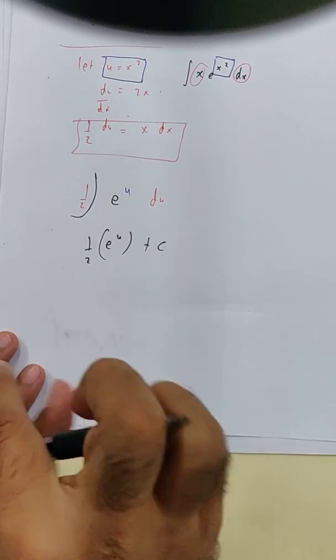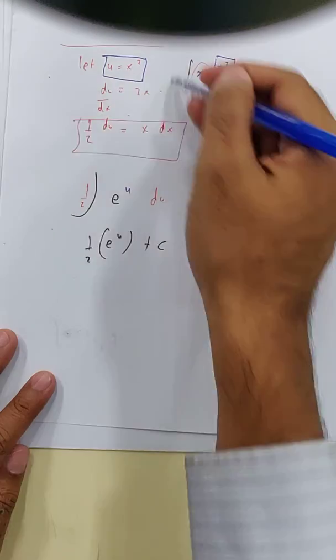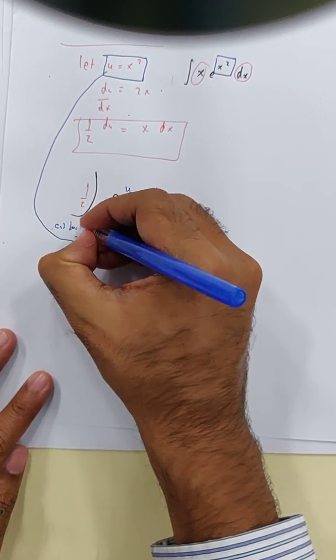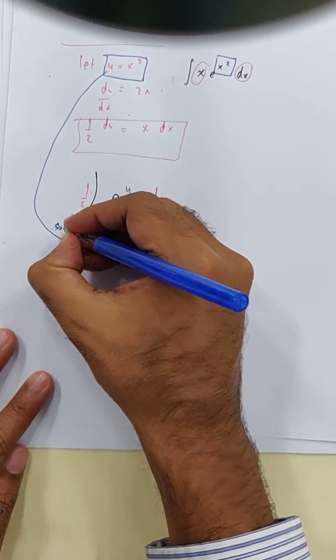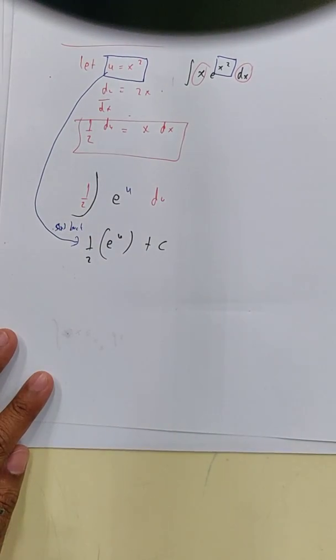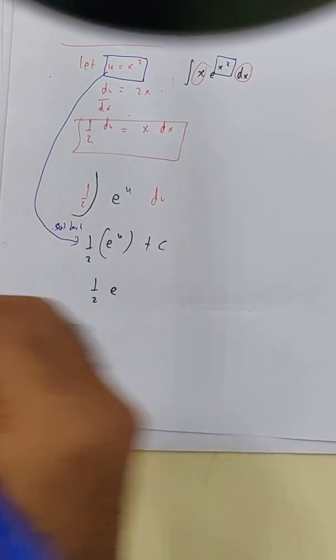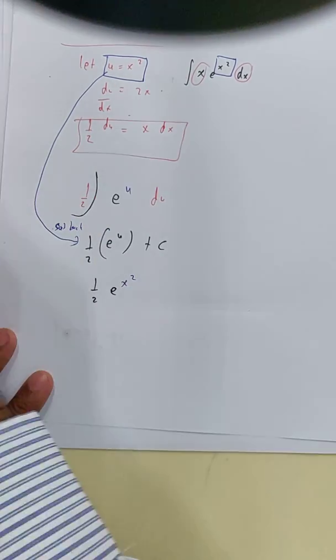No, I should substitute back, sub back, and I get my answer, half e to the x squared plus c.